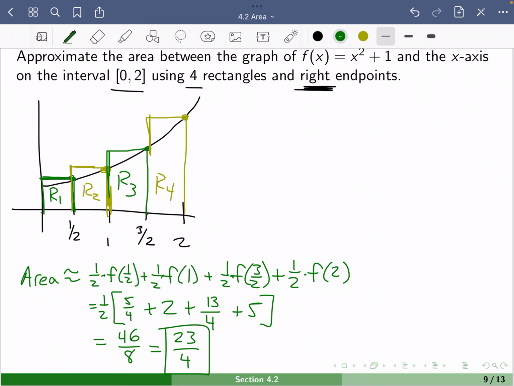Fantastic. Is this approximation going to overestimate or underestimate the area under the curve in that interval? Well, this should be an overestimate of the actual area.